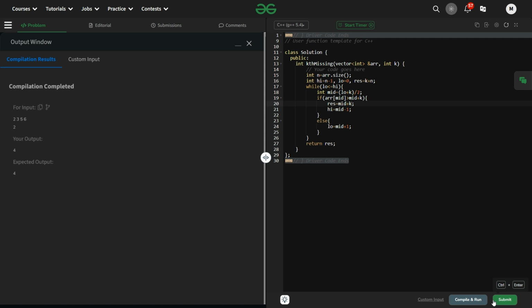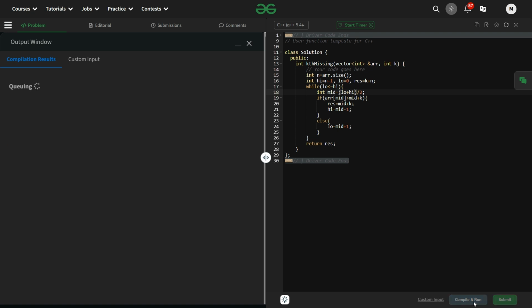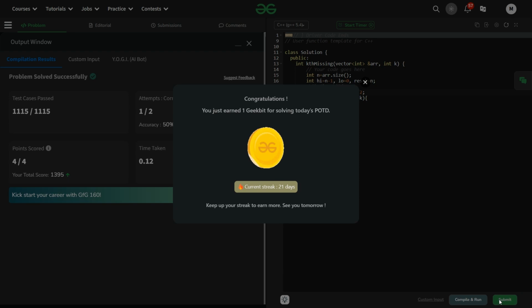Let us try it now. Working fine for the sample test case. Let us see for the submission test cases. The program took more time. Okay, so mid is low plus high by 2. I have written k instead of high many times. It should work fine now. Working fine for the sample test case. Let us see the hidden test cases. Okay, it is running and getting accepted.